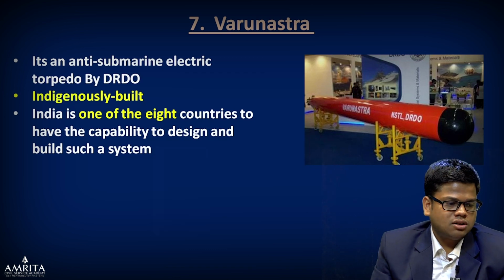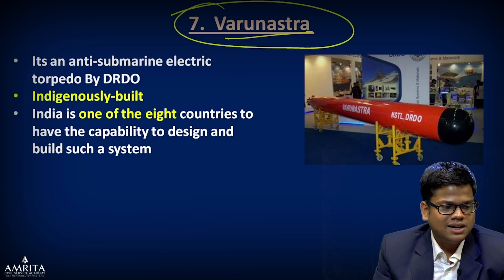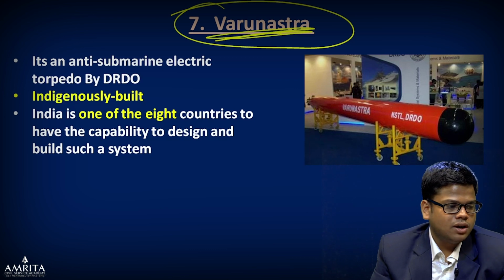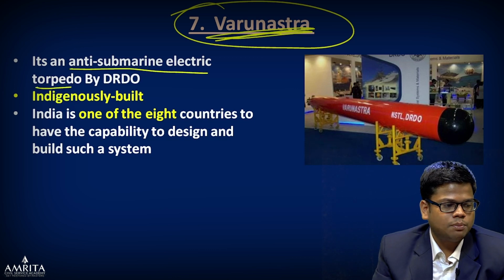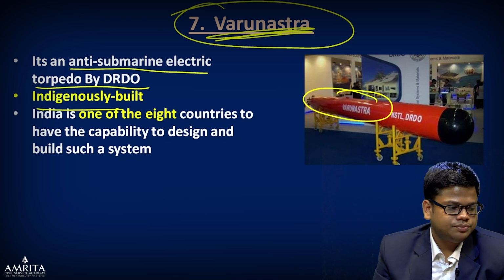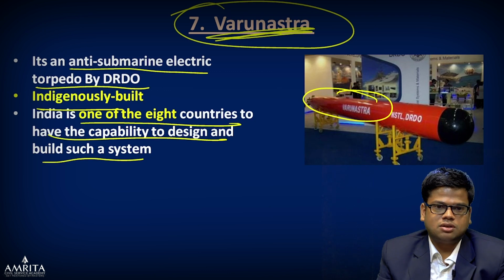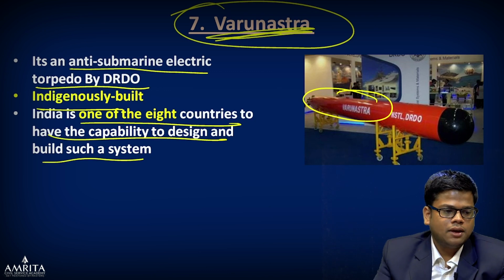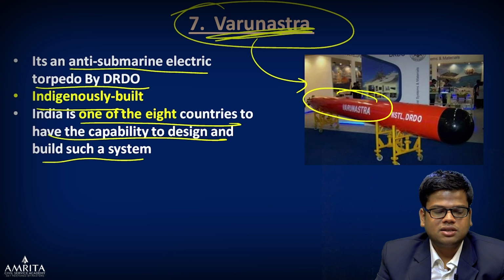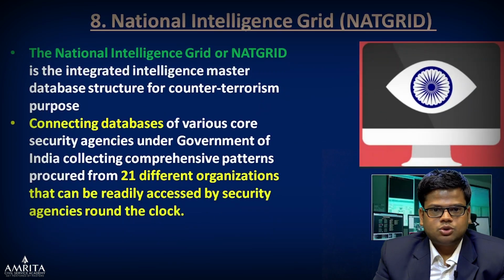Next is Varun Astra. From the name itself, it seems like it's indigenous. Varun Astra is an anti-submarine electric torpedo by DRDO, indigenously built. India is one of 8 countries to have the capability to design and build such a system. So these are the missiles.